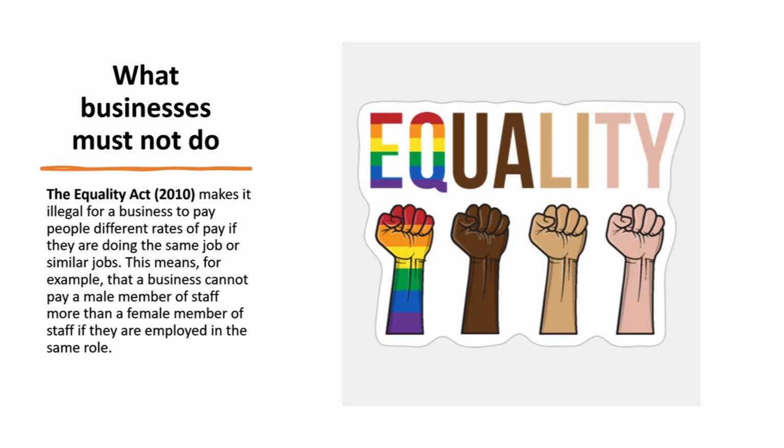So what can businesses not do? So under the Equality Act 2010, this makes it illegal for a business to pay people different rates of pay if they are doing the same job or similar jobs. So this means that, for example, a business cannot pay a male member of staff more than a female member of staff if they are employed in the same role.